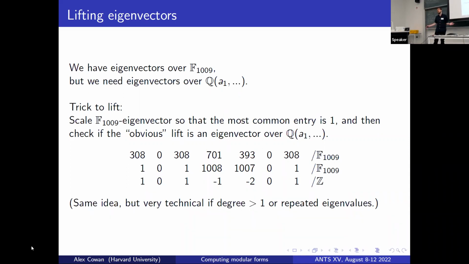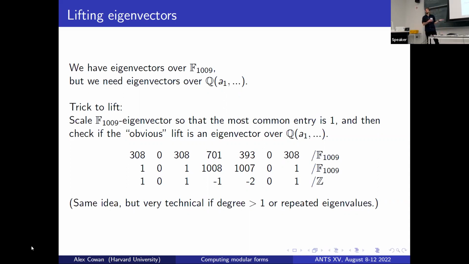And we don't know for sure that this is an eigenvector, but we still have this adjacency matrix of the supersingularized Hodgkin graph. We can just check whether or not it's an eigenvector. And it almost always is. When it isn't, do the same thing, but guess that the most common entry is going to be 2 instead of 1, and keep going until we find it. And this always works pretty quickly.